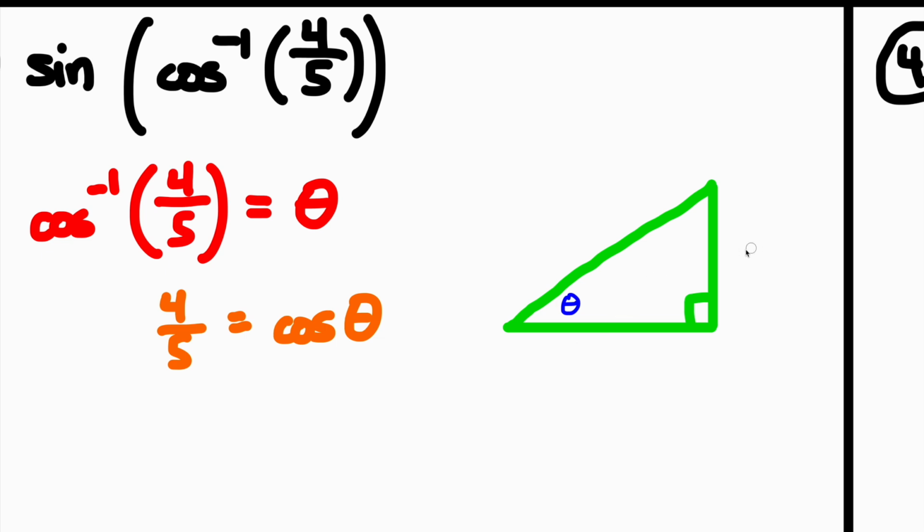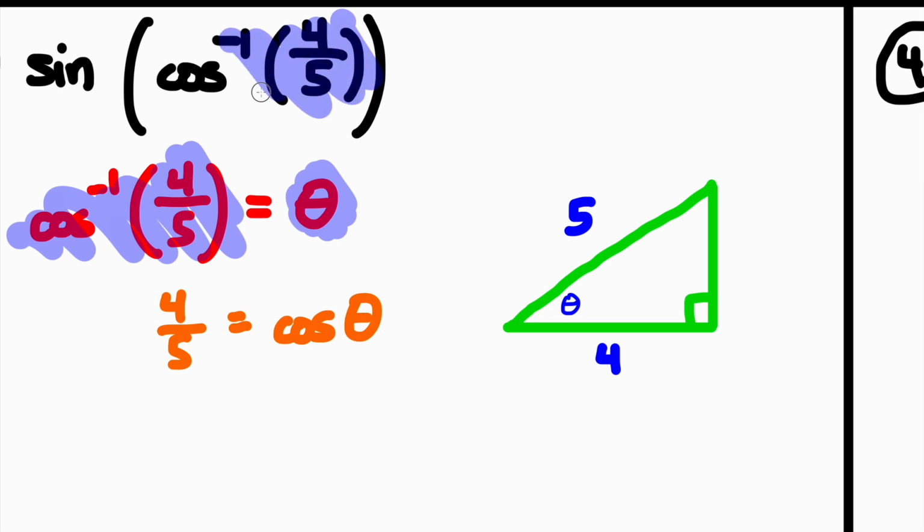And then from here, the adjacent of this angle is 4, and the hypotenuse is 5. So I wrote 4 and 5 there because if you look at that, cosine theta is 4 over 5. Now, we are looking for the sine of this angle. So if you notice right here, this theta represents this thing here, which also represents this thing here because they're all twins.